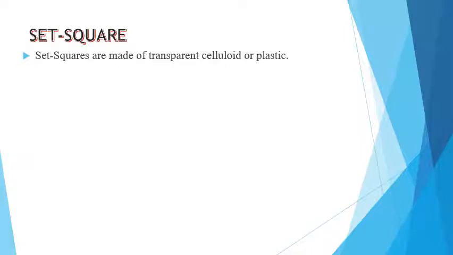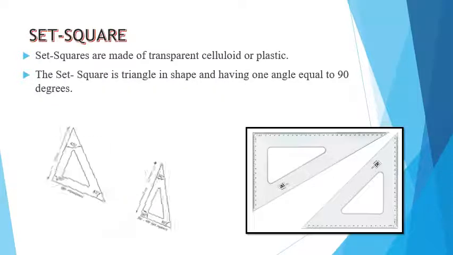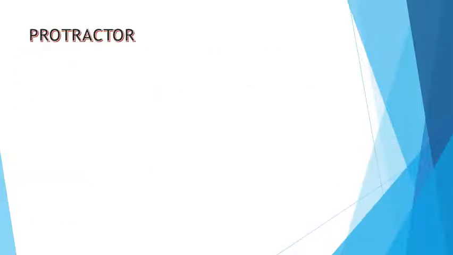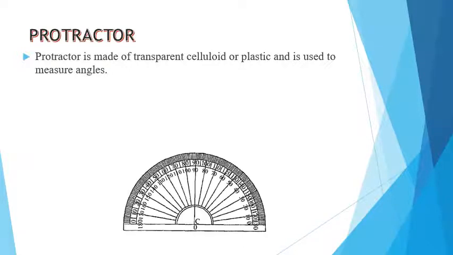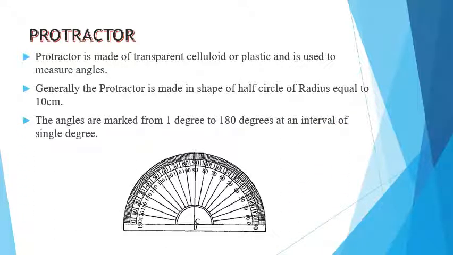Set square. Set squares are generally made of transparent celluloid or plastic. The set square is triangle in shape and has one angle equal to 90 degrees. It is used to draw parallel and perpendicular lines. Protractor. Protractor is made of transparent celluloid or plastic and is used to measure angles. Generally, the protractor is made in the shape of a half circle of radius equal to 10 cm. The angles are marked from 1 degree to 180 degrees at an interval of a single degree.